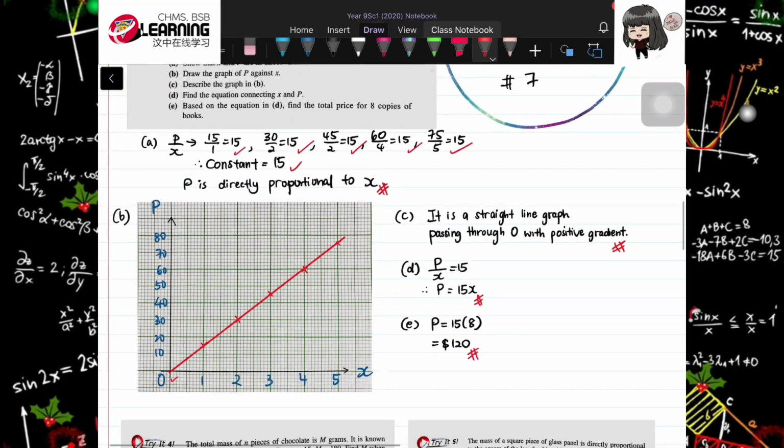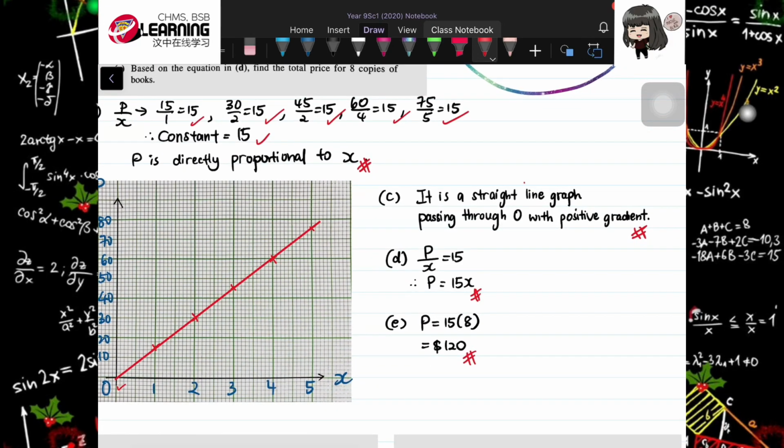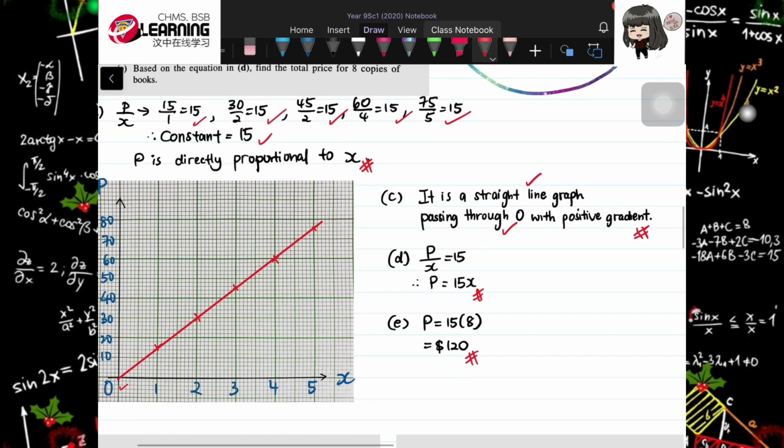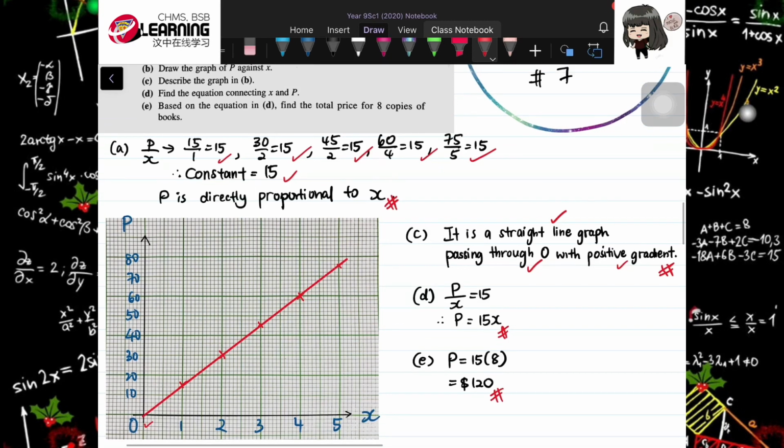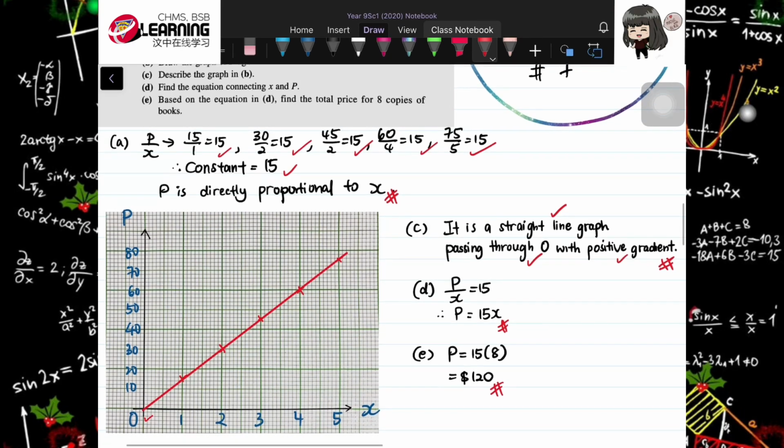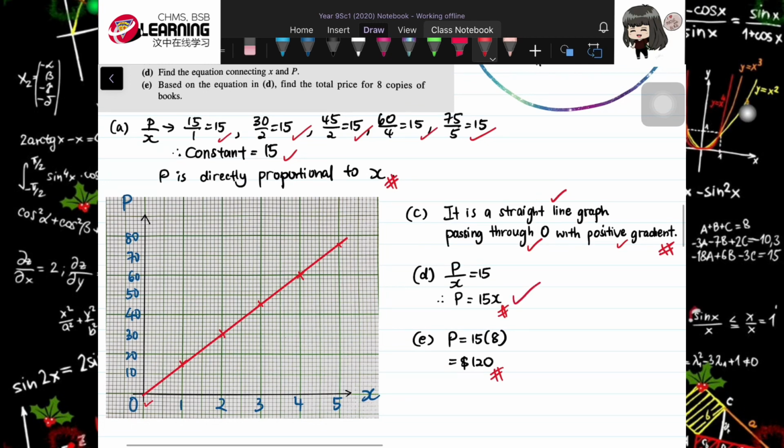Part C, describe the graph in B. How do you describe this graph? It's a straight line graph passing through 0 or the origin with positive gradient. Please tick that, or you can write it in red pen if you did not do this. Part D, find the equation connecting x and p. The constant is 15 just now, so it's p equals 15x.